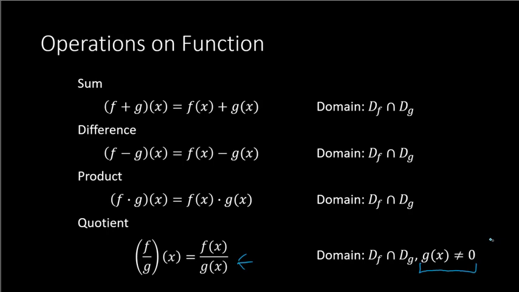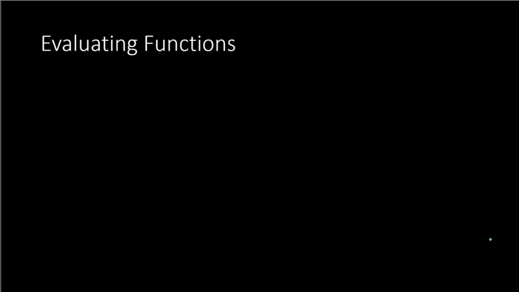Now let's practice a little bit with these concepts. So here we have two functions. We have f of x equals 3x minus 1 and g of x equals x squared plus 3. And for our first example, we are trying to find f plus g of 2. And there's actually two ways you can go about doing this.